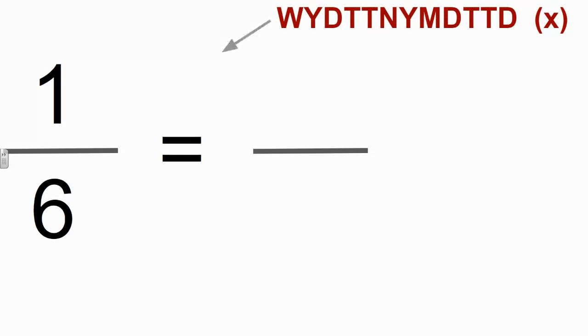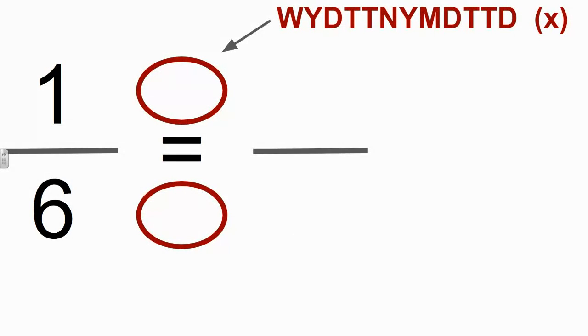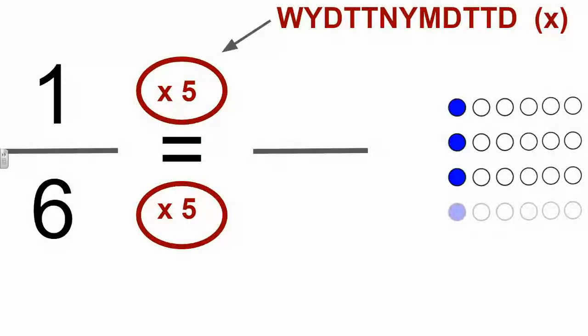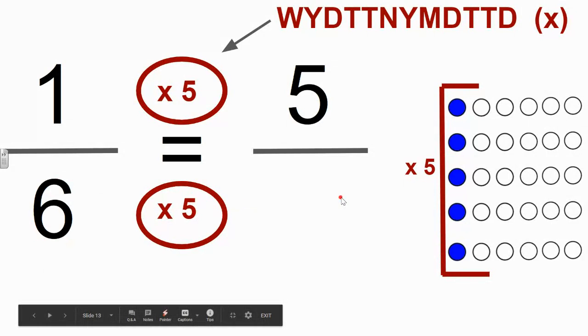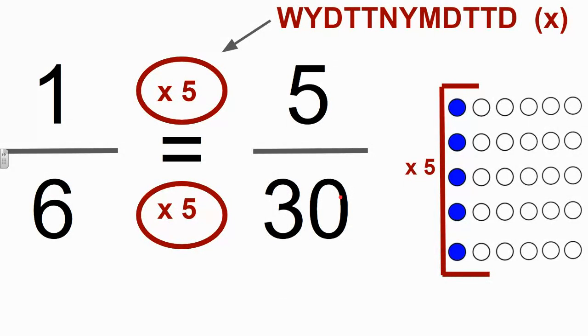Let's Watutamudud this time. Whatever I do to the numerator, I need to do to the denominator. Let's do it times 5. So I have 1 out of 6 shaded. I'm going to do it 5 times. So 1 times 5, my new numerator is going to be 5 because 1 times 5 is 5. And 6, my denominator, times 5 is going to be 30. So 1/6 is equivalent to 5/30. They look different and sound different, but mean the same thing. That is how you make equivalent fractions, by Watutamududing.